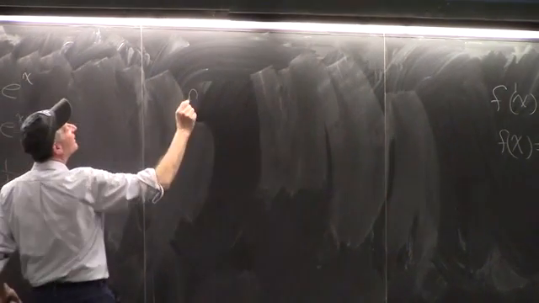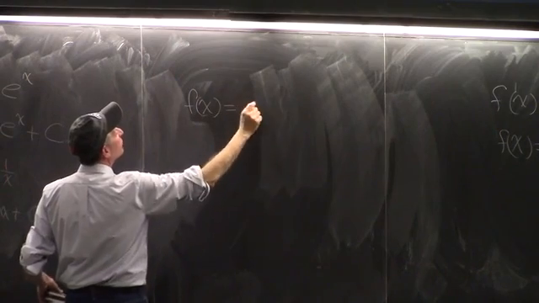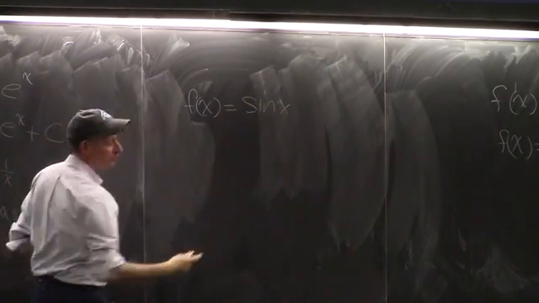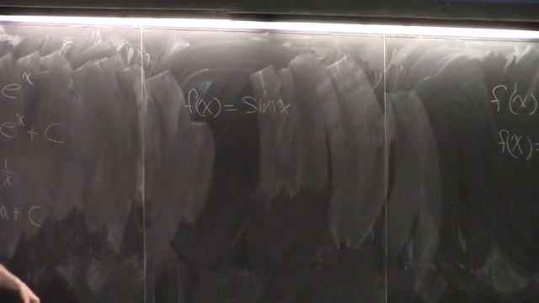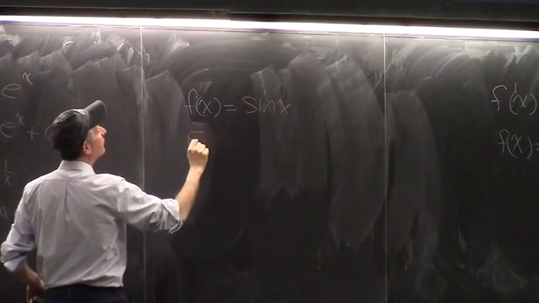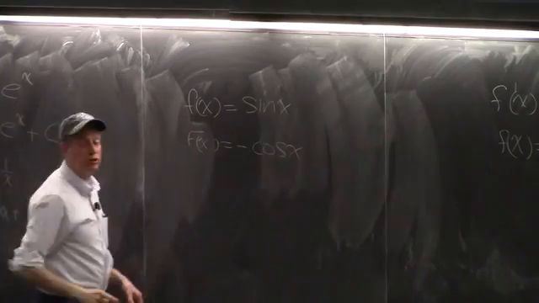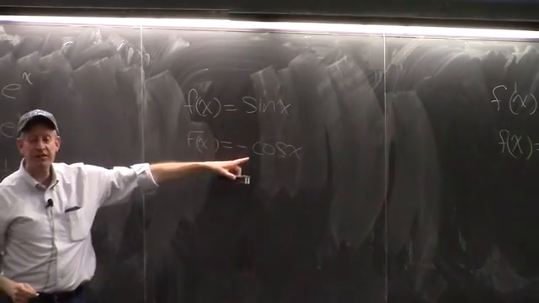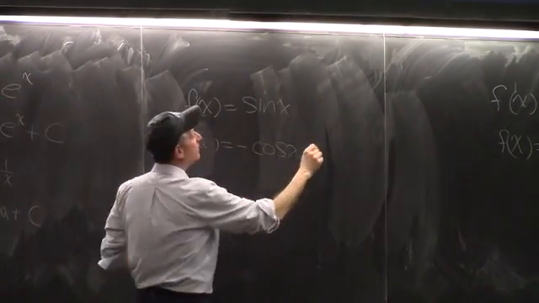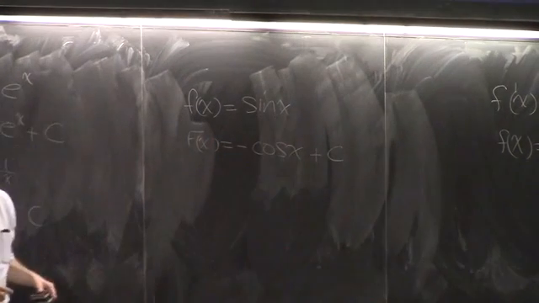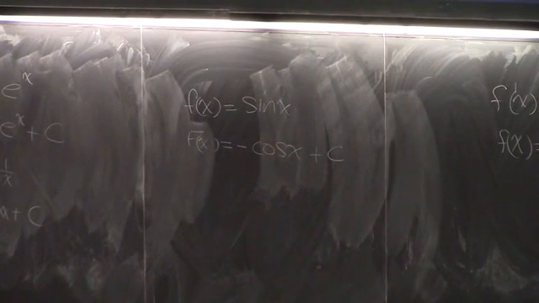All right. If you have a function, what's the derivative of sine? Cosine. So the antiderivative of sine is negative cosine. Because, take the derivative of this. You get that. Okay? So the antiderivative of sine, we'll make another column here.